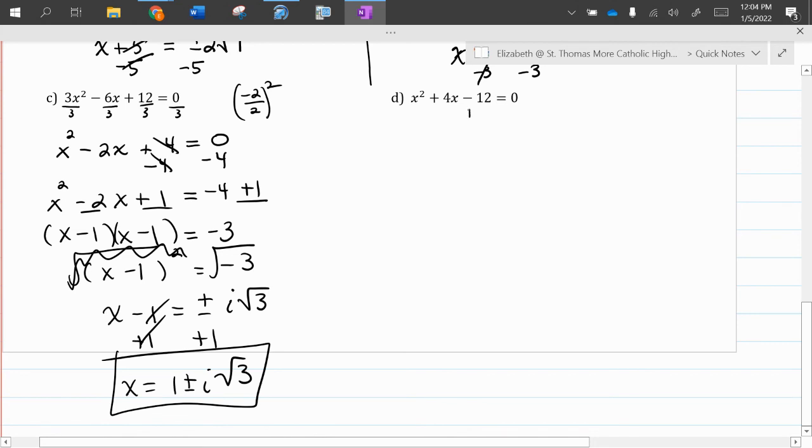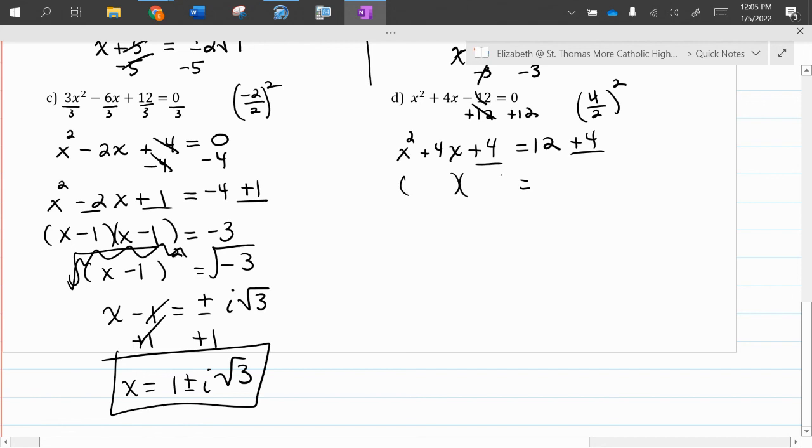First thing I want to do is add 12 to both sides. Move the 12 over to the other side. It says minus 12, so I'm going to add 12. Okay, and then I'm going to complete the square. So I need to do 4 divided by 2, and I'm going to square it. So when I do 4 divided by 2, I get 2, and 2 squared is 4. So I'm going to add 4 to both sides. Don't forget to add it to both sides.